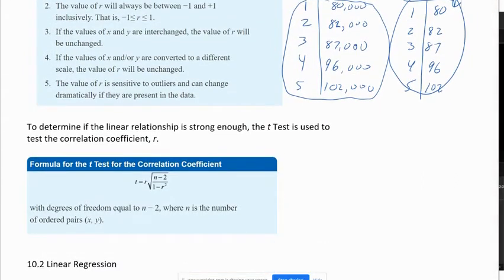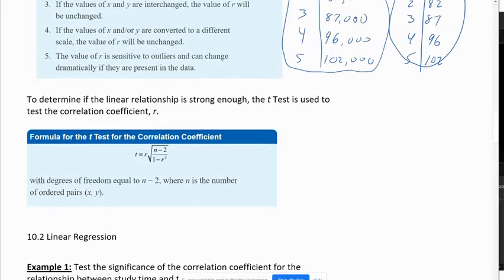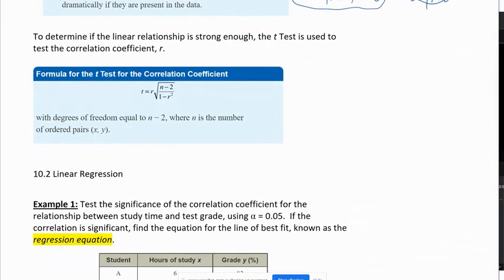That's something that the researcher would have to decide: whether the outliers contribute to the sample or should be ignored. Okay, so this, as I said, in the book gives you a formula for calculating the correlation coefficient.